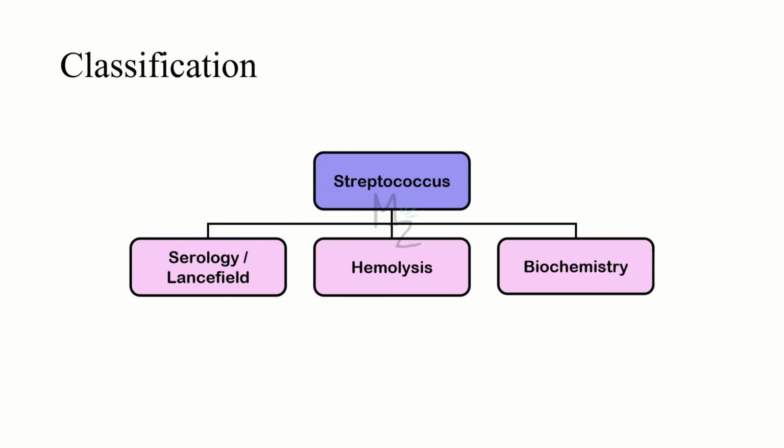Classification. Streptococcus is further classified on the basis of serology. That's also called the Lancefield classification. Sero is the word derived from serum, and logy is for studies, so it is the study of serum. It is also classified on the basis of hemolysis and biochemistry. In hemolysis, heme refers to blood, and lysis is the breakdown. So the breakdown of blood is hemolysis. Biochemistry refers to the reactions occurring in living organisms, and we study them.